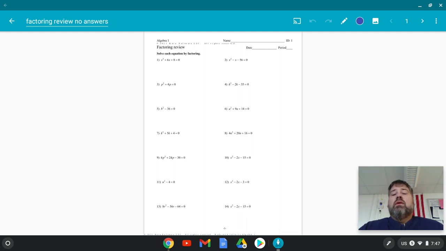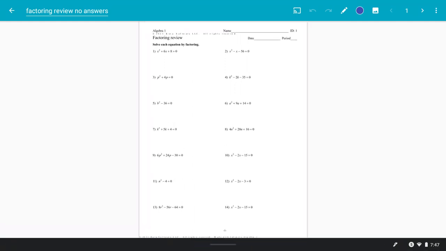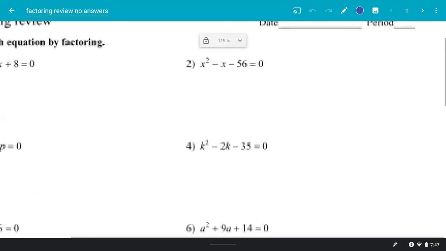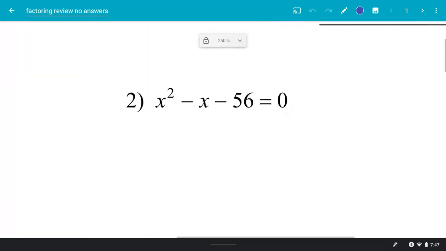Factoring review, even answers. Let's go to work. We had to solve each equation by factoring.